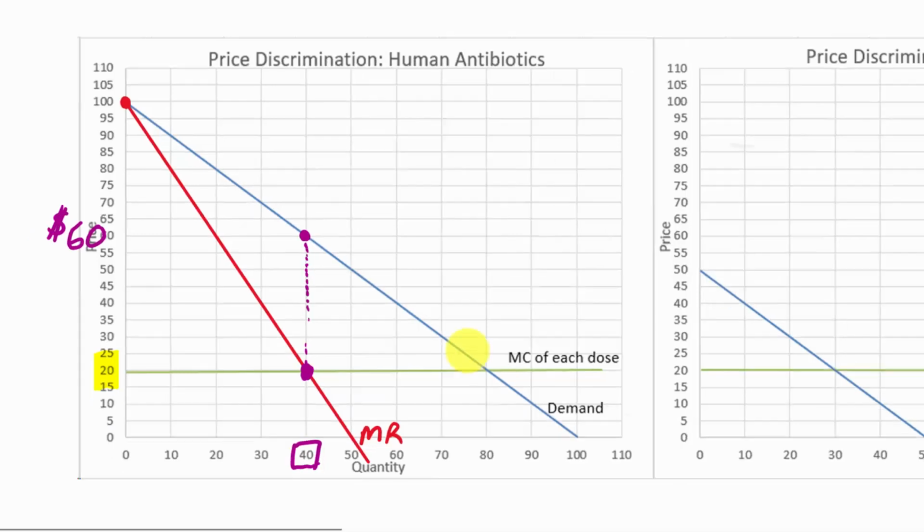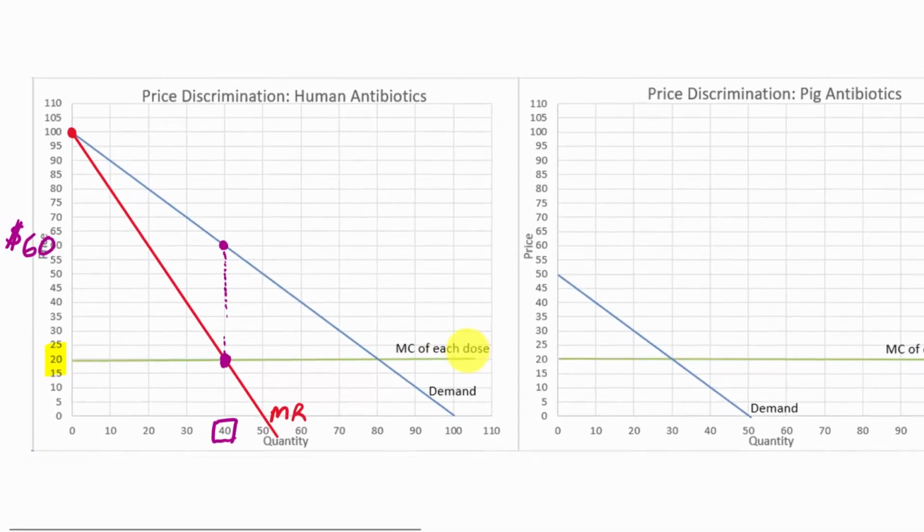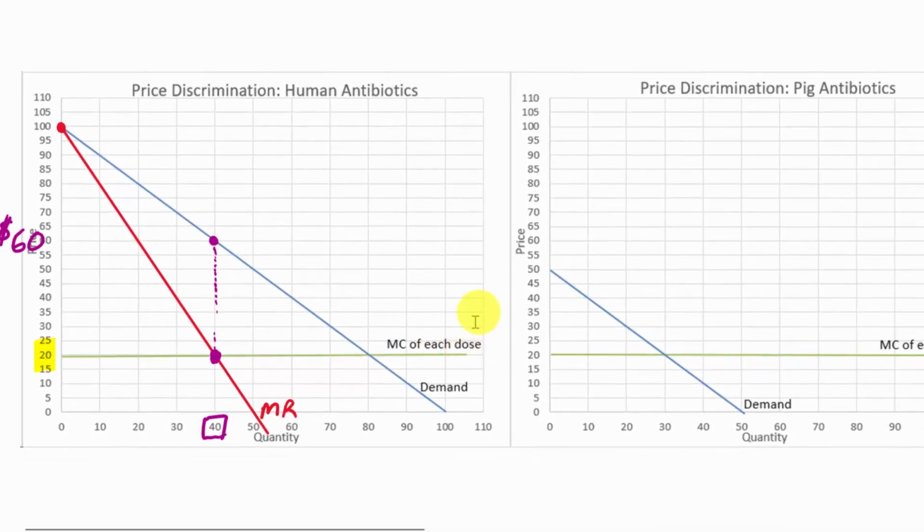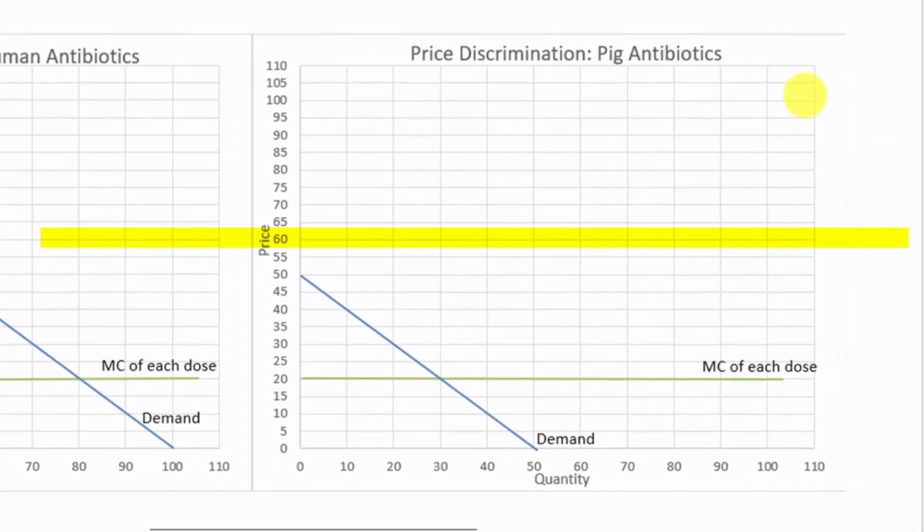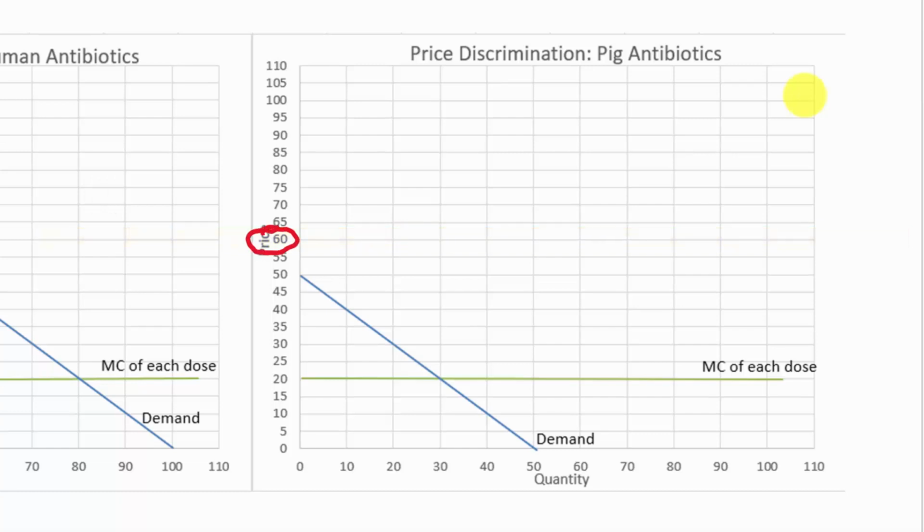However, if they charge $60 per dose, let's look over here at the market for animals. If you're a farmer and somebody wants to charge $60 for an antibiotic for your pigs or your chickens or your cows, you're just not interested. You're not willing or able to pay $60 per dose. At $50, this farmer would be out. Or maybe all farmers would be out of the market and not want to buy any.